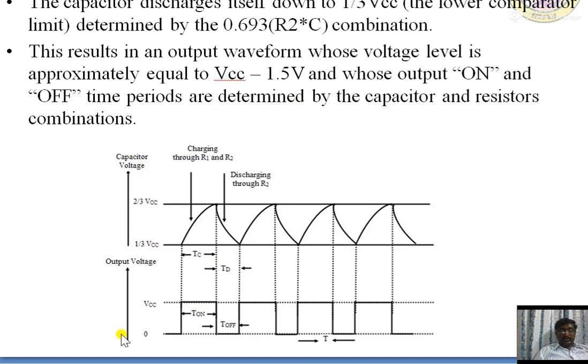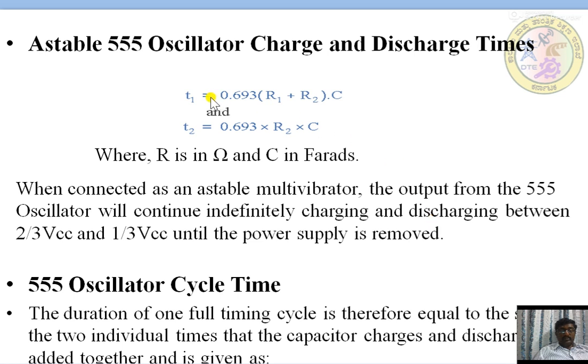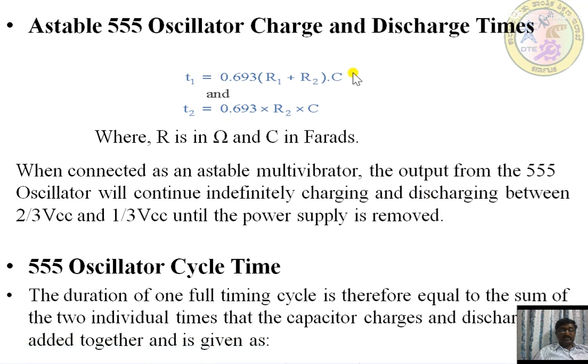So these are the capacitor voltages. Okay, so charging point and discharging. During charging it is T on, and for discharging it is T off. So the stable discharge timing formula, the normal formula for T1, is what? The charging time is 0.693 (R1 plus R2) into C, as the charging takes place through R1 and R2. But during discharge only 0.693 into R2 is considered, not the R1. Here R is in ohm and C is in farad.